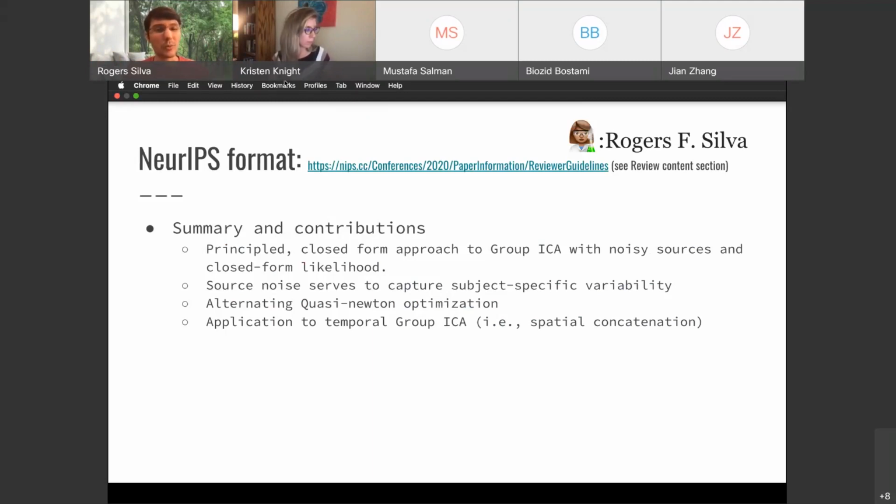It's not the typical group ICA where you have 5 minute resting state fMRI and maybe the time series is too short for ICA decomposition. This is temporal ICA with very long time series.